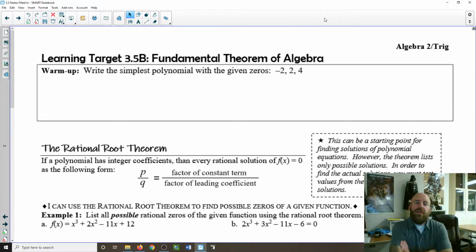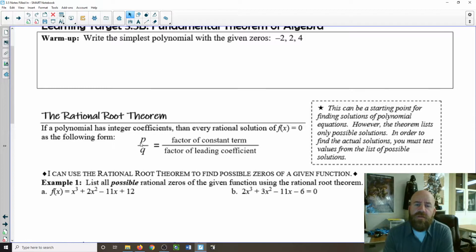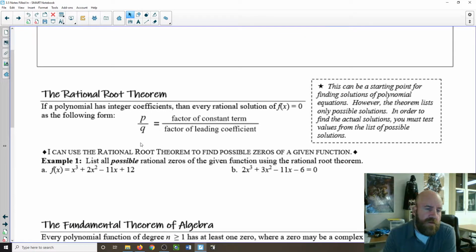All right, so looking at the second part of the notes here, we have the fundamental theorem of algebra. First thing we need to talk about, though, is the rational root theorem. So what this says is there are possible zeros that we can find by using factors of the constant term, so the last term, the one without the x, divided by the factors of the leading coefficient. So that's what this says right here.